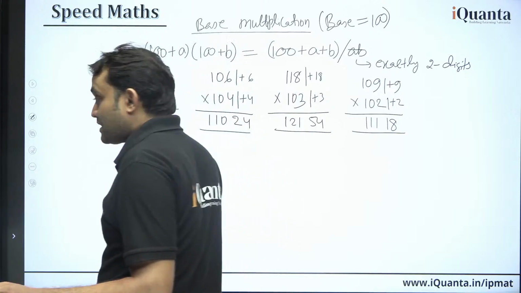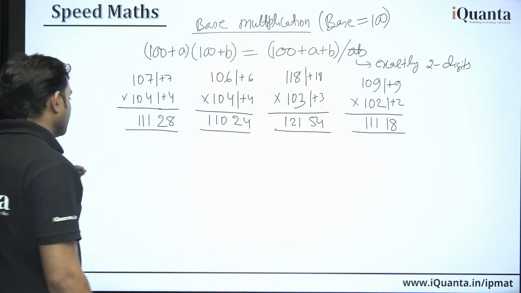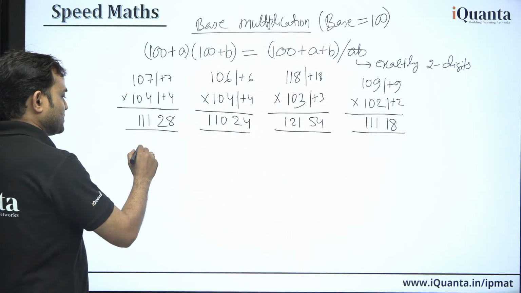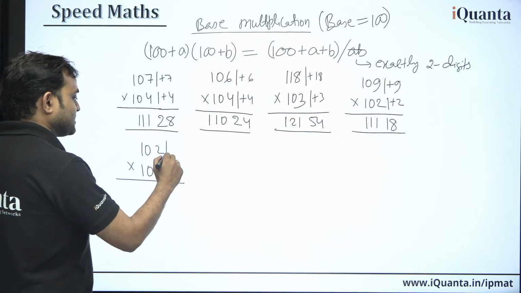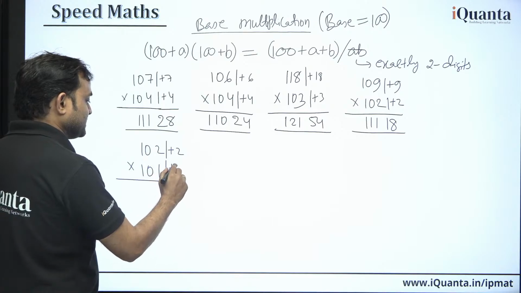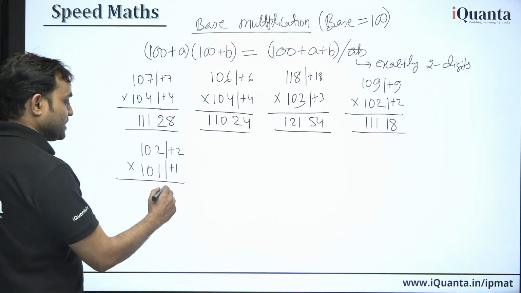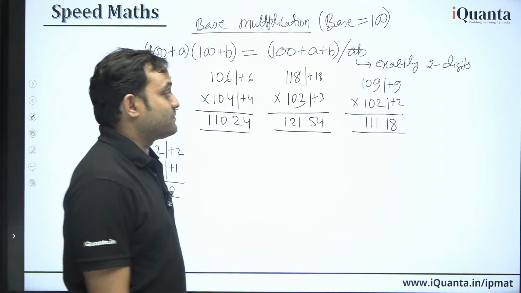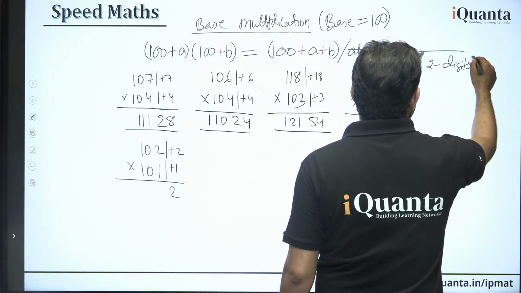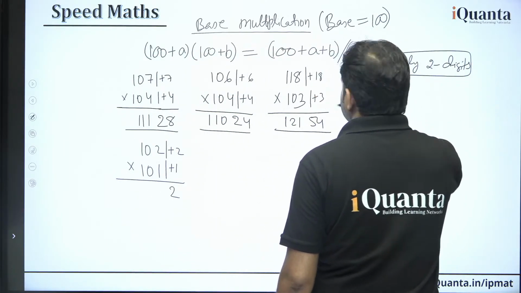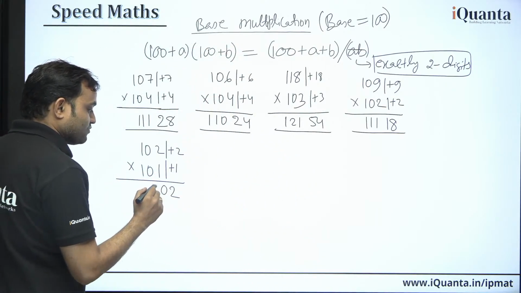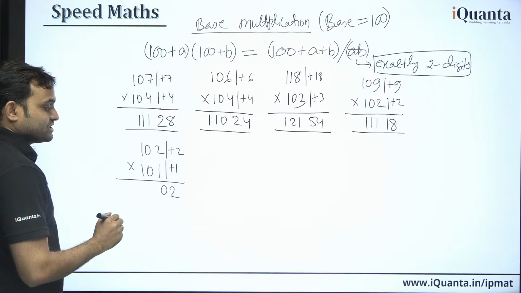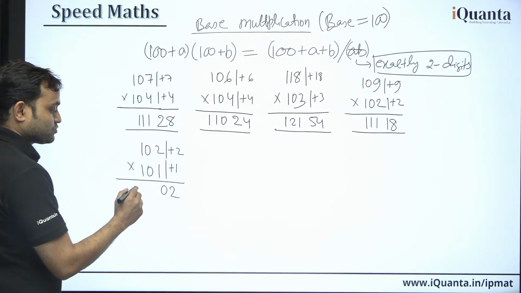Okay. Now, in this case, there could be a different way also, like what is 102 into 101. So see, surplus here is 2, surplus here is 1. 2 into 1 is 2. But remember this product AB should have exactly 2 digits. This has only 1 digit, so we will add a 0 here to make it 2 digits. Now 100 plus 2 plus 1, 103.